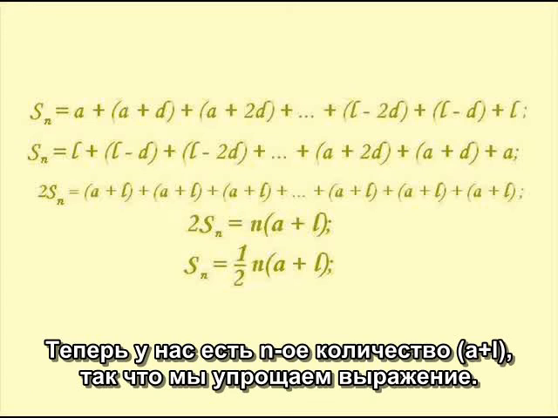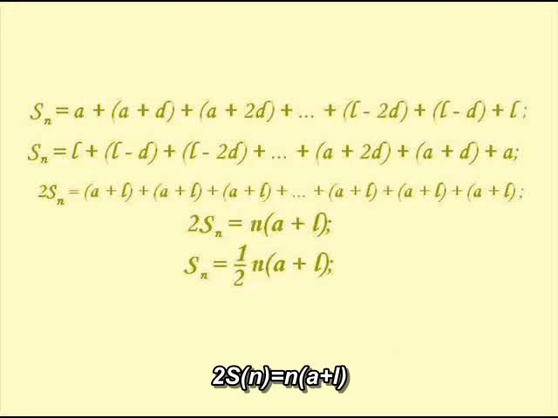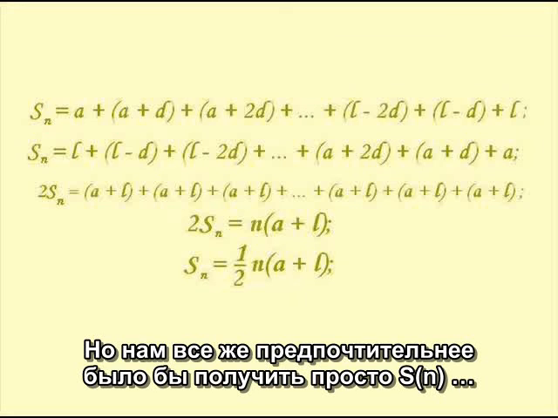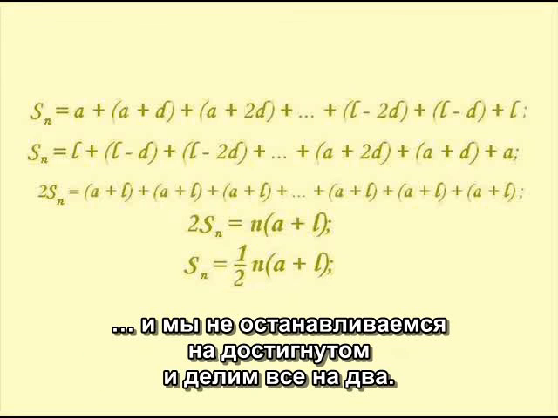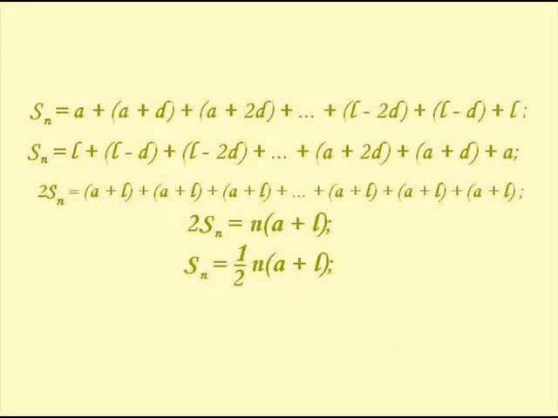And on the right hand side there are n copies of (A plus L), so we get 2 S_n equals n times (A plus L). But of course, we want S_n rather than 2 S_n, and so we divide by 2 to get S_n equals half of n times (A plus L).